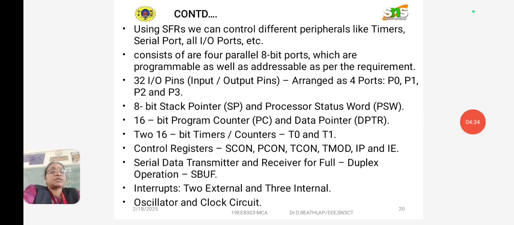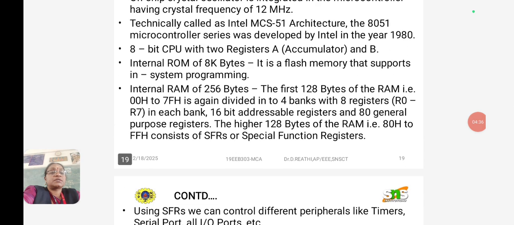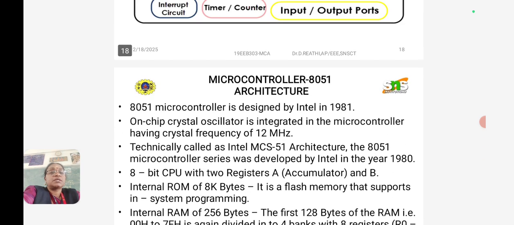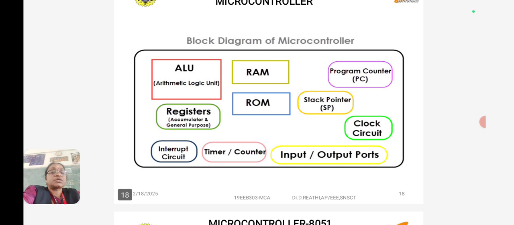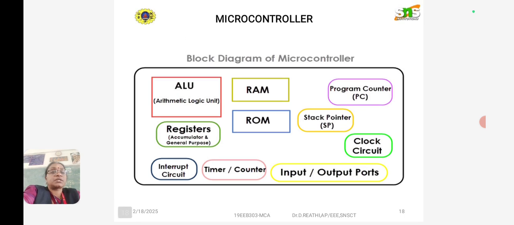We will see the diagram, that is the architecture of the microcontroller, in the next class. So here we have the block diagram of 8051. The 256 bytes of RAM are divided into 2 parts. Along with this are the program counter, stack pointer, clock pulses of 12 megahertz, and the interrupts and timers, and the registers, which we can say are general purpose registers. So there are 80 general purpose registers.